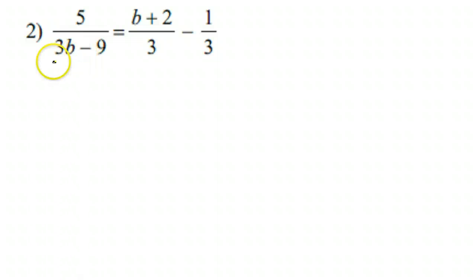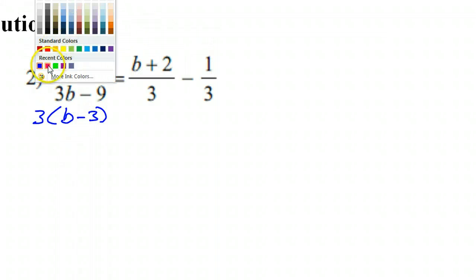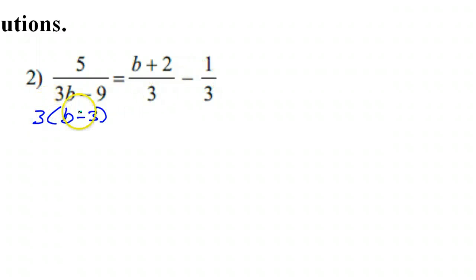Number 2, as far as factoring, we have this 3 times b minus 3, a GCF situation. So when I go to multiply, the factors I see in the denominator are 3 and b minus 3. So that is going to be my least common denominator. I'm going to multiply everything by 3 and b minus 3.